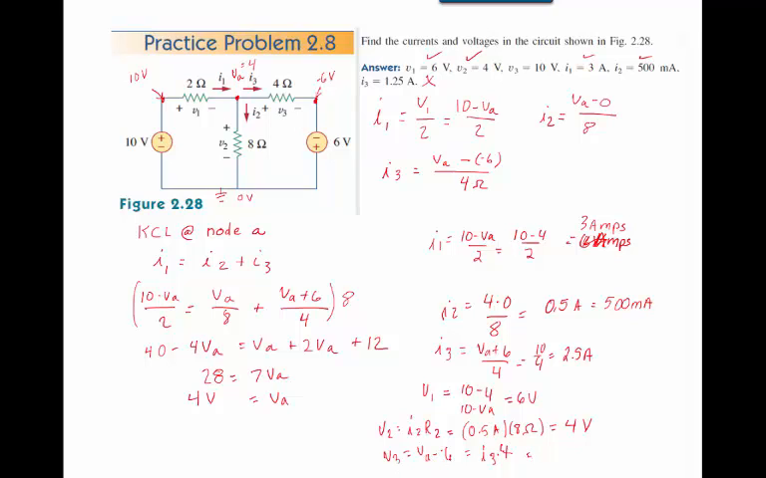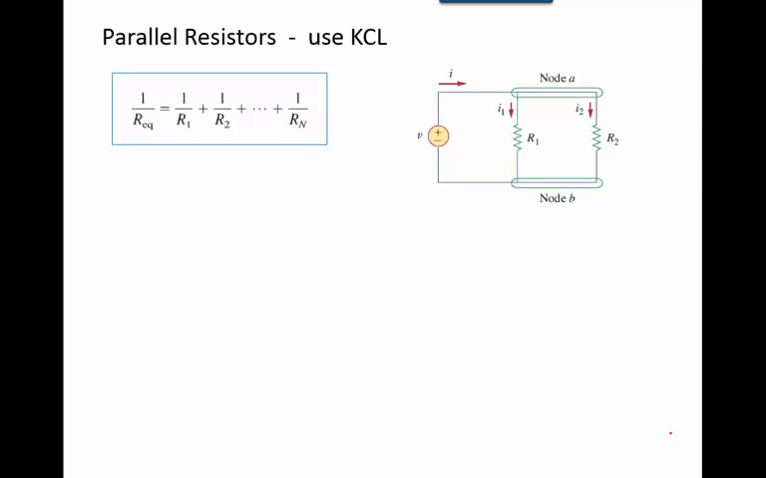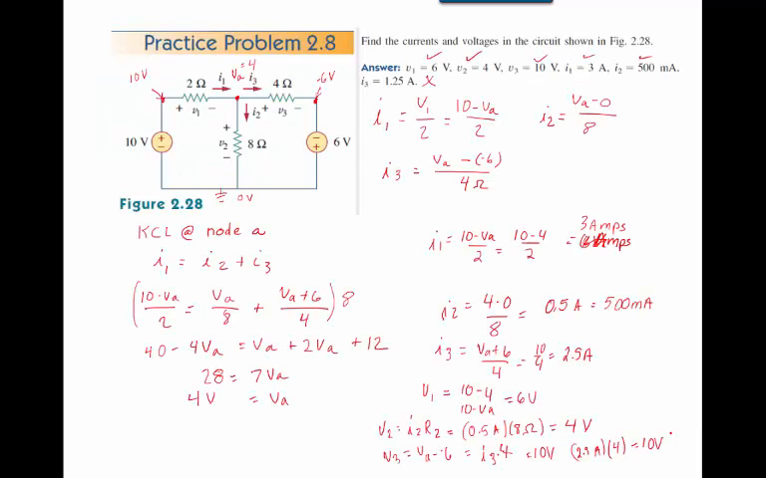VA minus 6 is 10 volts. And I3 times that resistor, since they got I3 wrong, would be 2.5 amps times 4 ohms. Hey, guess what? It is 10 volts. So either way, you could find V3 by I3 R3. Actually, all of them you could just do with Ohm's law. V1 could have been I1 R1 also.